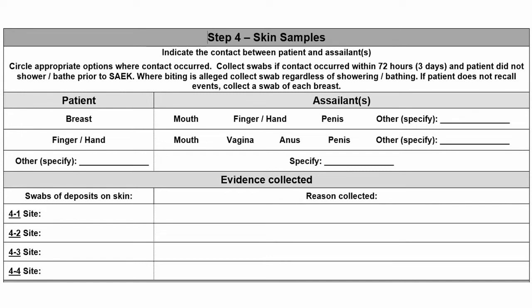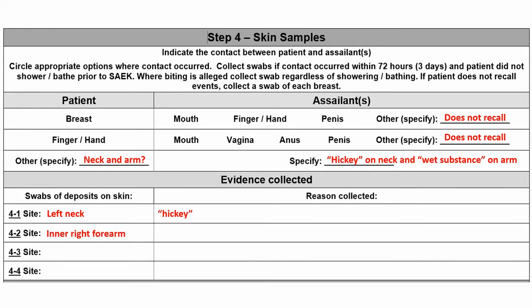In this case, addressing questions with respect to the nature of contact between the patient and the assailant. Here, the patient does not have any recollection of the nature of contact, however, indicates that there was a hickey on the neck and a wet substance on her arm. As a result, there are 4 swabs collected. 4-1 is from the left neck with respect to the hickey. 4-2 is from the right forearm as a result of a wet substance. 4-3 and 4-4 are breast swabs as the patient does not recall the events.